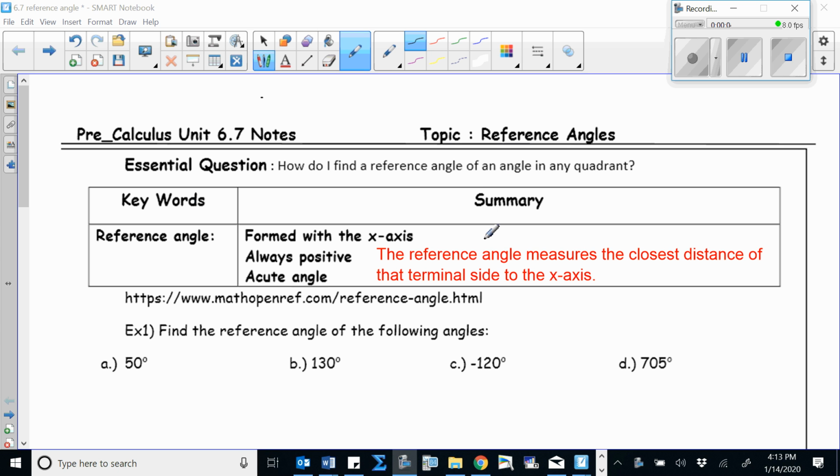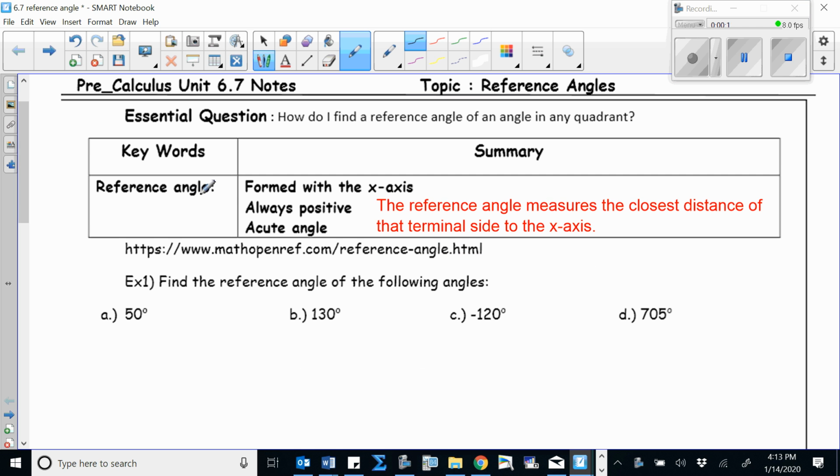Hi everyone. Today we're going to learn about reference angles. First of all, let's talk about the definition of reference angle.